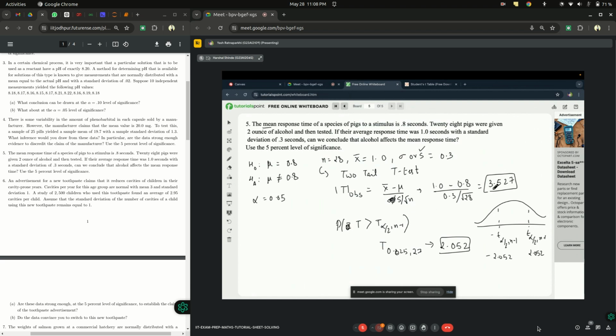And where is this lying now? 3.527 is lying here, in the reject region. Right. So I'll reject my null hypothesis.